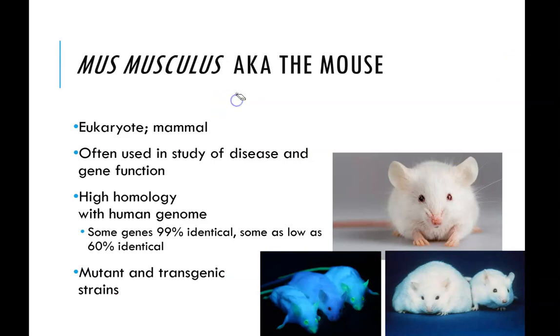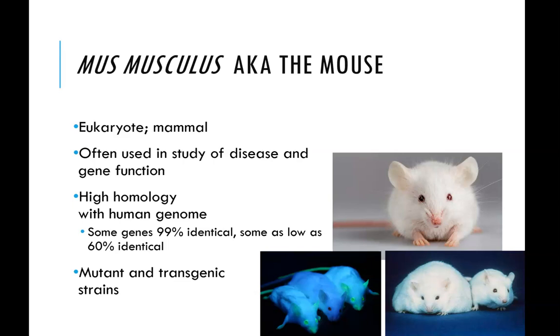Another common one is the mouse. This is just sort of a common laboratory mouse, these little cute guys with pink ears and pink noses. They're really important because they're a mammal. So you can study a lot of diseases and gene functions in mice that are going to have really similar outcomes in humans. And so they're really important in medical studies. They have high homology with the human genome.